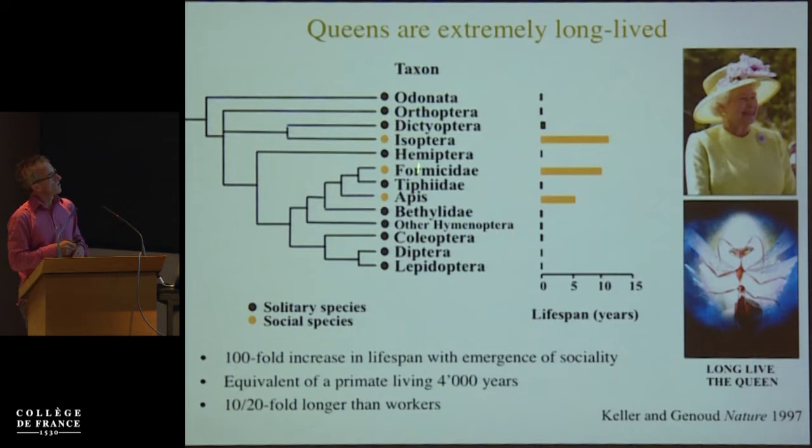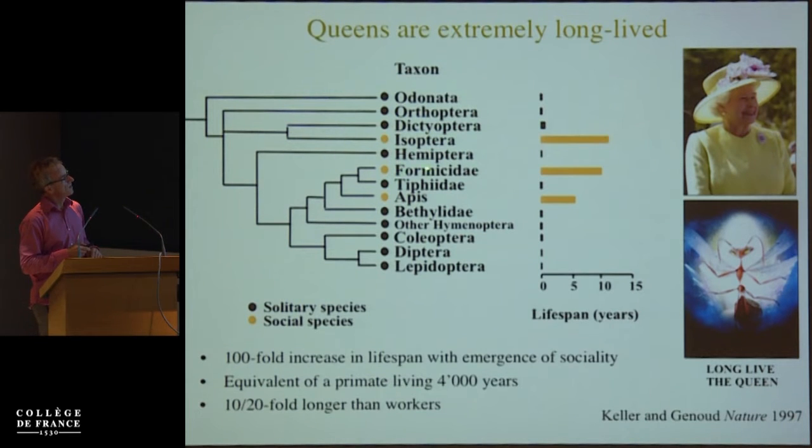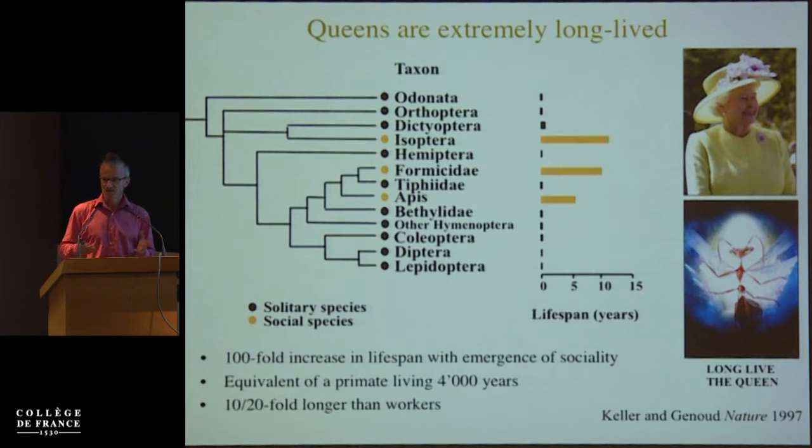So here you have various groups of insects, and as you can see, an insect doesn't live very long. Typically, it's a few weeks, sometimes a few months, but usually by the time they reach a few months, they are dead. And there are 3 exceptions. These are the termites, the ants and the bees. And in some species, the queens can live up to 30 years, which is truly amazing for an insect.